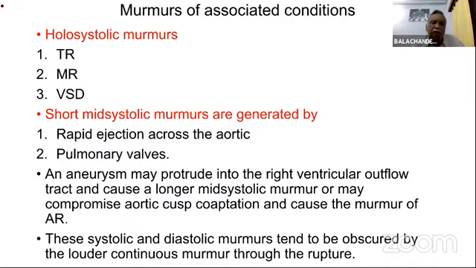So these are the associated conditions: TR, MR, and VSD. And you have a PS type of murmur, or sometimes an aortic rapid ejection murmur, but all these are buried inside the continuous murmur. Sometimes when it is unruptured, it may produce a gradient between the RVOT and the pulmonary artery. One of the questions asked in cardiac cath is that if there is a gradient between RVOT and pulmonary artery, the diagnosis is more in favor of RSOV than PDA, because PDA will not cause this gradient. It is the RSOV which will cause it, simply because the aneurysm will project into it. Next slide.